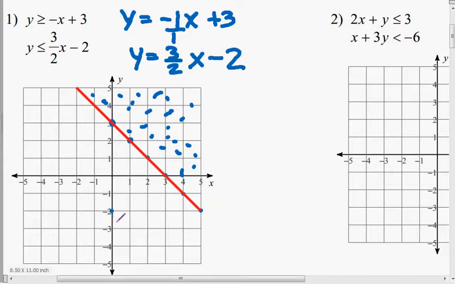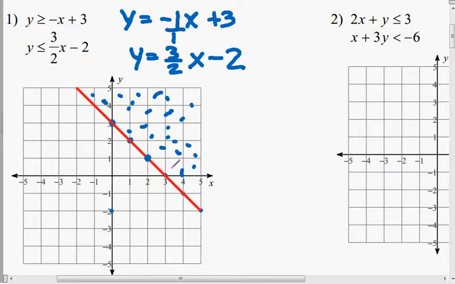So I rise 1, 2, 3, and I run 1, 2. So this point is actually on both lines. And I'm going to undo that. I did that just for you to see. But I'll put that point there. Now I draw the line between those 2 points.